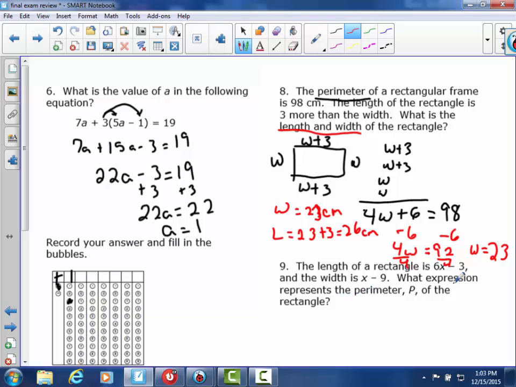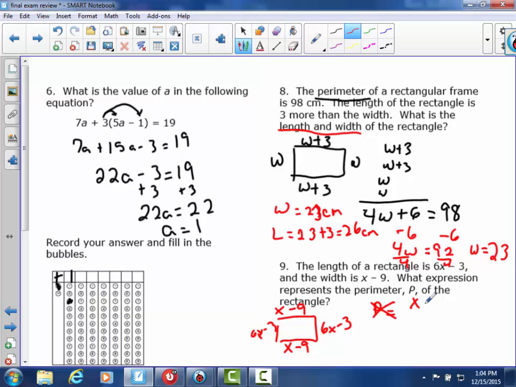The length of a rectangle is 6x minus 3, and the width is x minus 9. What expression represents the perimeter? Same kind of idea. We have a rectangle. One side is x minus 9. The other side is 6x minus 3. And we know that opposite sides are equal, and to find perimeter, we add up all the sides. So the perimeter, and now I don't usually write the p equals because they said expression, but I just want y'all to be aware that sometimes other people do write the p equals. If you see p equals, that's fine, but it really would be better if you just wrote the expression.